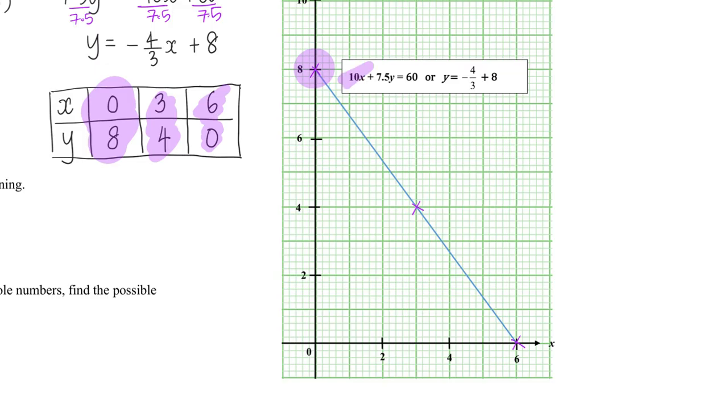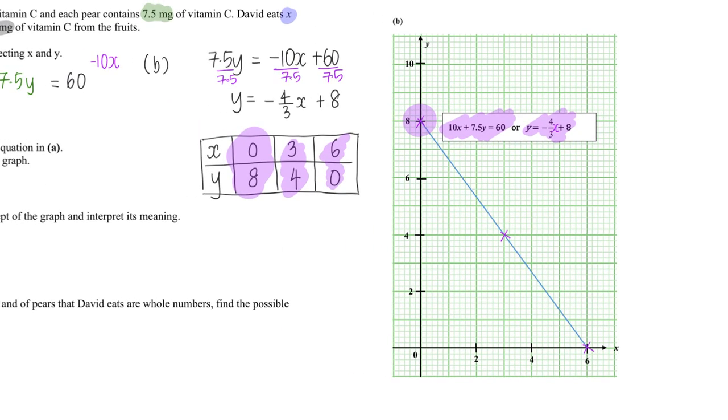And do write out the equation. It can be the original form or it can be in the form of y equals to mx plus c. Oops, there's a typo here. And we have completed part B.